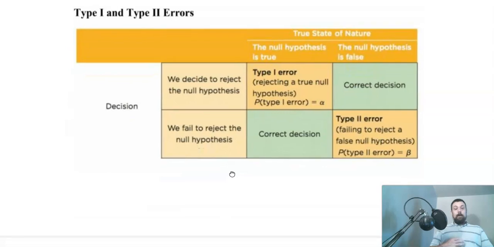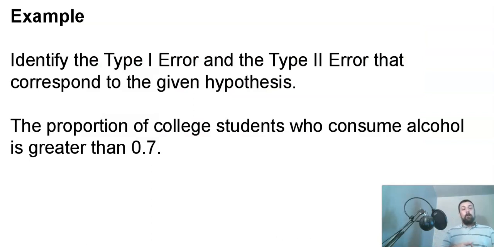Another possibility is the null hypothesis is actually true, and you fail to reject it, which is the right decision. You didn't reject it, you didn't claim it was false, and it was actually true, so that's consistent. But another possibility is the null hypothesis is actually false, but you failed to reject it, even though it actually should have been rejected. That's a type 2 error. So those are type 1 and type 2 errors. On the homework, you'll have a problem like this: identify the type 1 error and the type 2 error that correspond to the given hypothesis.